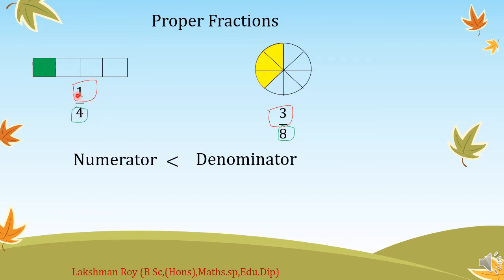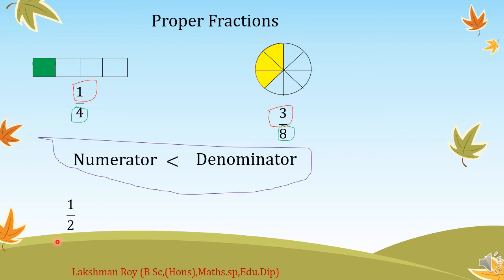So this is numerator 1. So that is called a unit fraction. That means unit fractions are also proper fractions, right? So let's see another example, right? Remember this one to find proper fractions: the numerator should be less than the denominator, right?